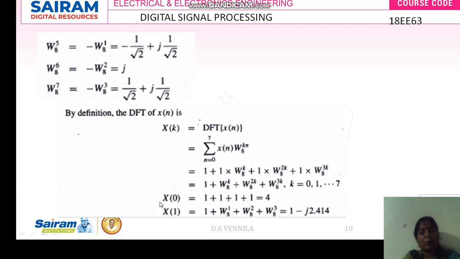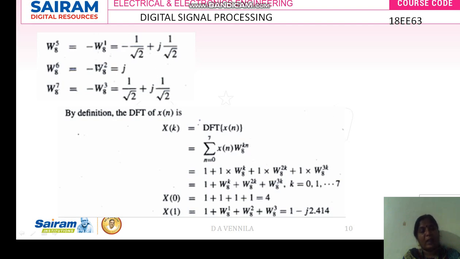Now k is equal to 1 you are going to substitute. Now you simplify this equation. X of 0, omega 8 0, so that will be 1. So 1 into 1, 1. Next summation n equal to 0 to 7. So now I am going to substitute k value is equal to 1 here. Now I am going to substitute n value 1. So x of 1 into omega 8 1.